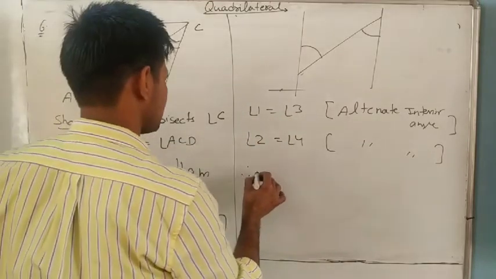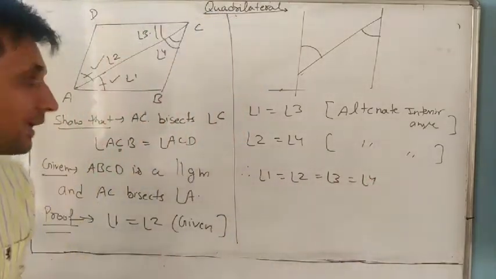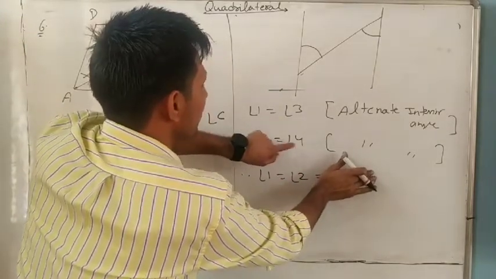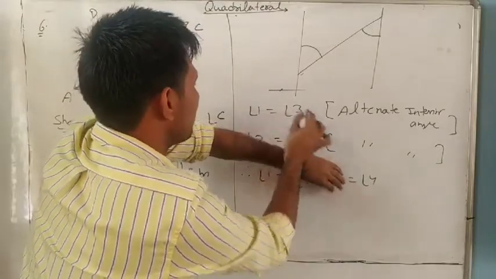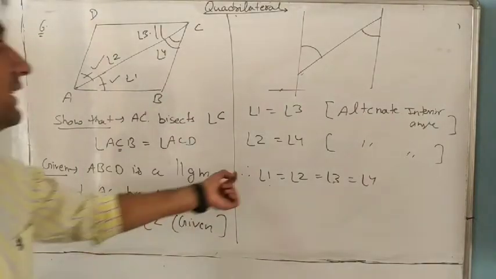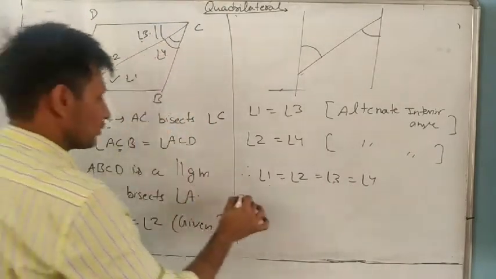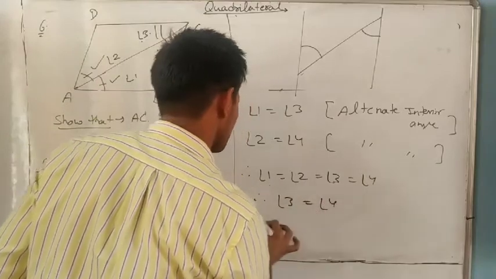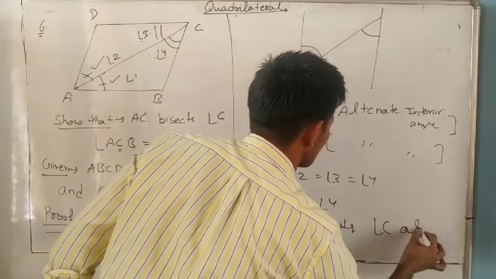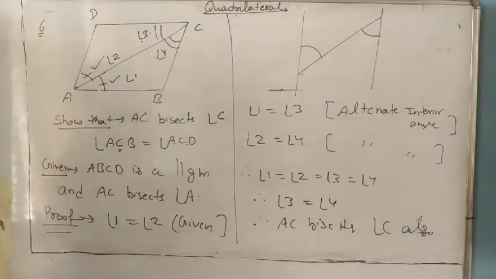And angle 1 equals 2 and angle 1 equals 3 also. So therefore angle 1 equals 2 equals 3 equals 4. It means all angles are equal. Yes. Angle 1 equals 2, and angle 2 equals 4 also, and angle 1 equals 3 also. It means all angles are equal, and if each angle is equal, so angle 3 equals angle 4. So therefore AC bisects angle C also. Do you understand or not? So this one is also equal.